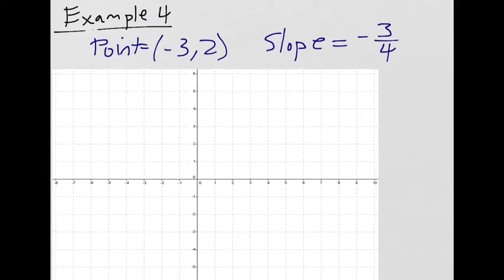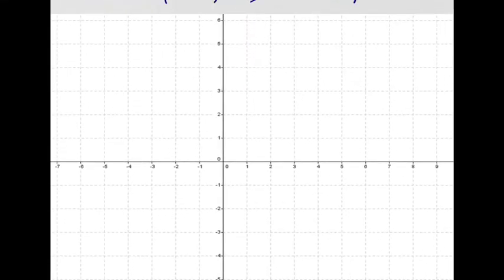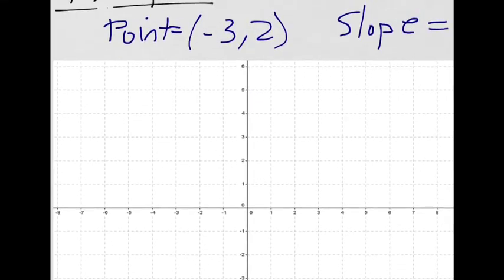Okay. Slope can also be interpreted as a set of directions for how to draw a line on a graph. So let's say I want you to draw a line on a graph that has the slope negative 3 over 4, and has this point on it, negative 3, 2. So we need to somehow use this point and the line's slope to figure out what the line looks like. So let's do this. The first thing we do is plot that point on the graph, negative 3, 2. Let's go ahead and do that. Negative 3, 2 is there.